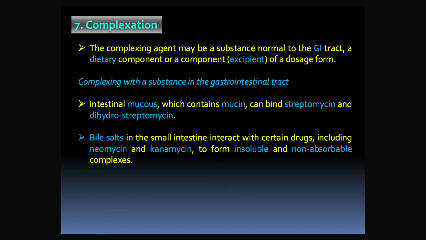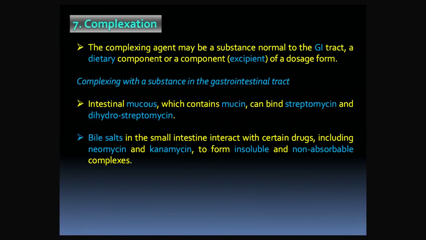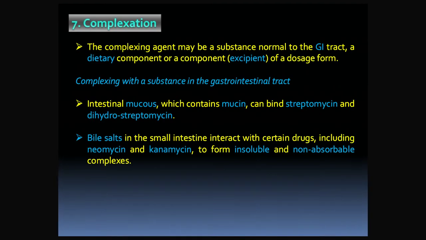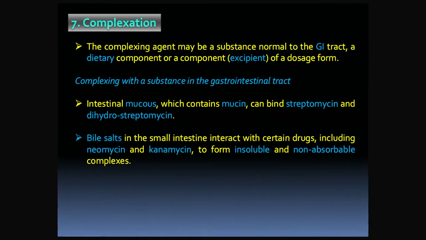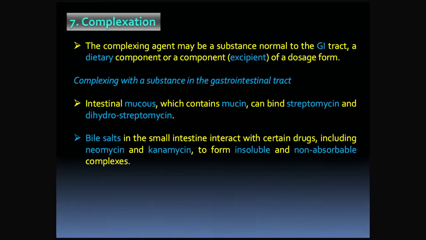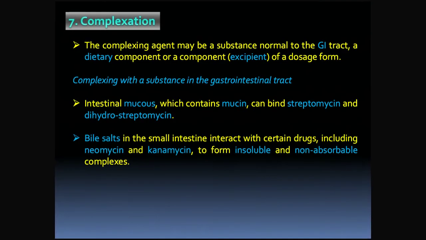Complexation occurs when a drug molecule coordinates with a ligand, which can be an endogenous substance, a dietary element, or a formulation excipient. Specifically, analyze how mucin within the intestinal mucus binds to streptomycin and dihydrostreptomycin, creating a molecular association that sequesters the drug and prevents it from interacting with the absorption surface.